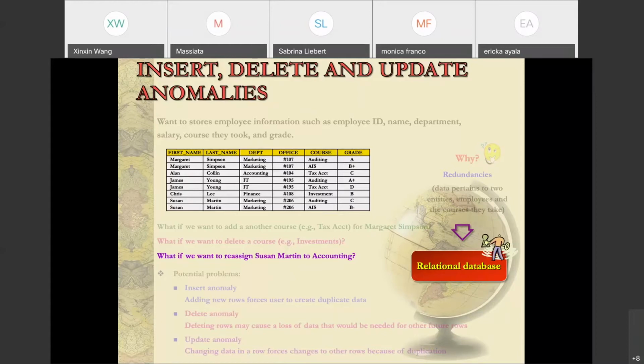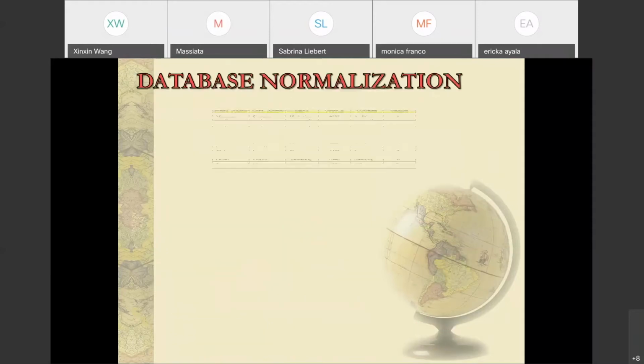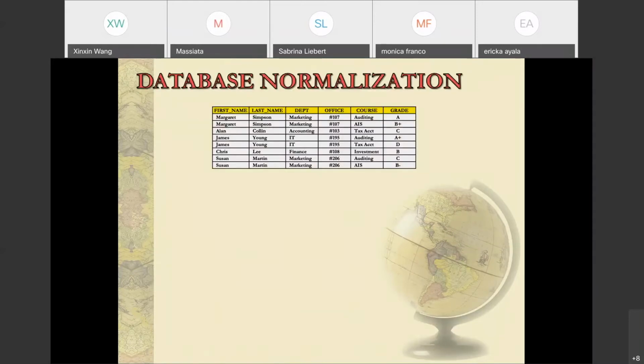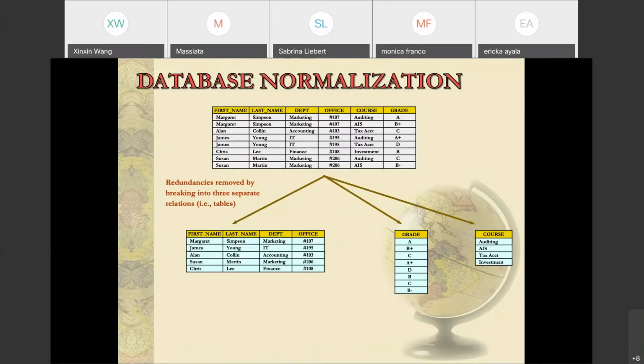The solution for the redundancy of the data can be a relational database. So first we're gonna introduce the concept of database normalization, right? So redundancy is removed by breaking this one table into 3 separate relations. First is the employee table, second one is the grade table, the third one is the course table. So what is missing from these 3 tables when we break down?